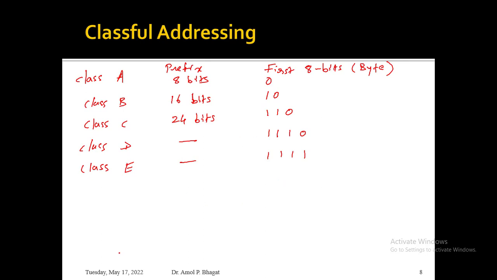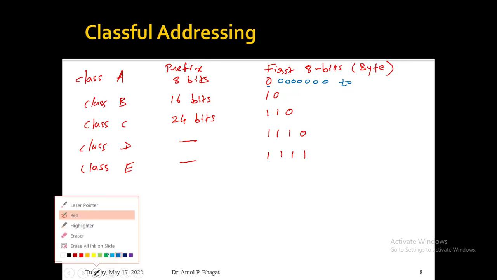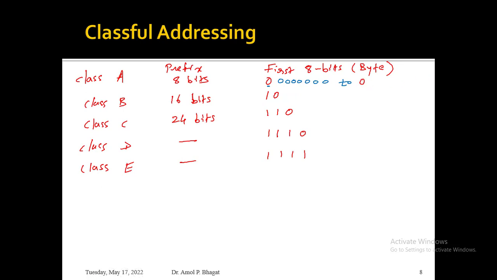So if you take or extend these values, as you can see, in case of class A, these first 8 bits, the first bit is 0, so the remaining 7 bits can vary from all zeros to, as you can see, the first bit in case of class A is what again? It is 0, right? And it goes up to again all 1s, right?